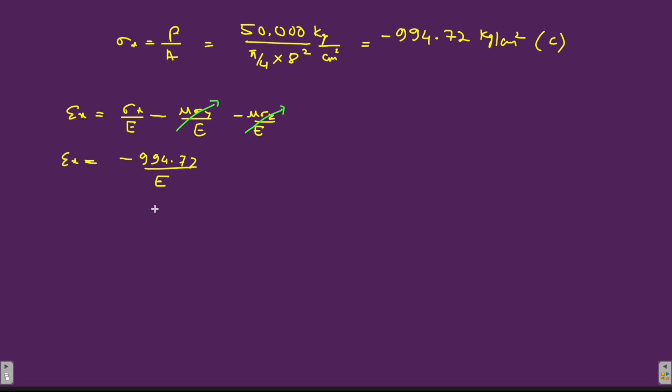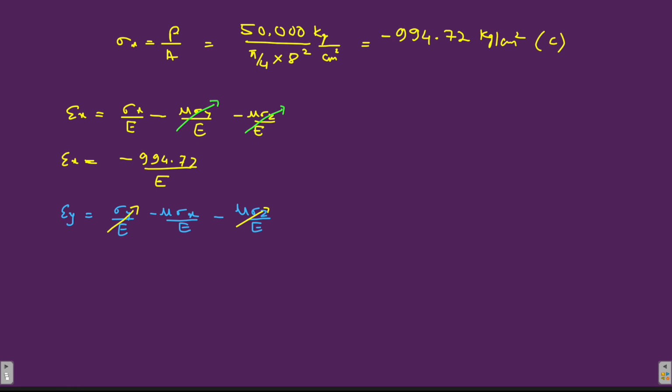Now one major concern is that you are also not given E. What is the value of E? They have given you the value of bulk modulus but not E. We'll see to it later. Meanwhile, let's calculate the strain in y direction. Strain in y direction is sigma y by E minus mu sigma x by E minus mu sigma z by E, right? Now our stress in y and z directions were 0, so this is gone and you will be left with minus mu sigma x by E.